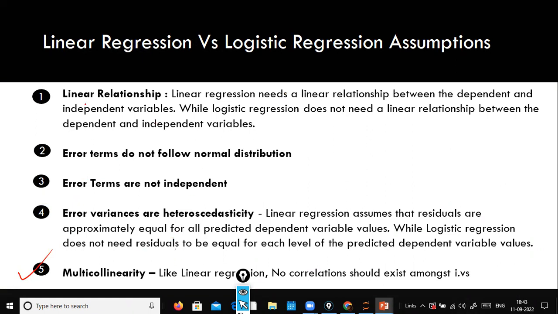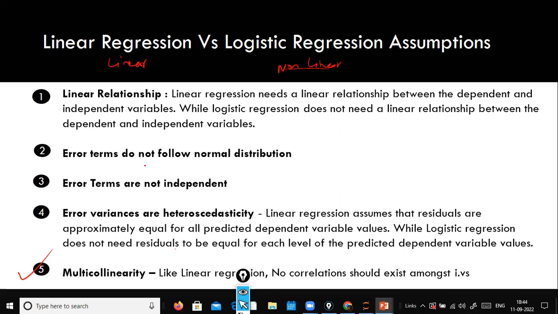Okay. And the rest of the things are not applicable to logistic regression. The linear relationship: logistic regression doesn't need a linear relationship between the independent and dependent variables, because logistic regression is non-linear data. Whereas this is a linear one. Linear is something like a straight line, whereas it is not a straight line here.